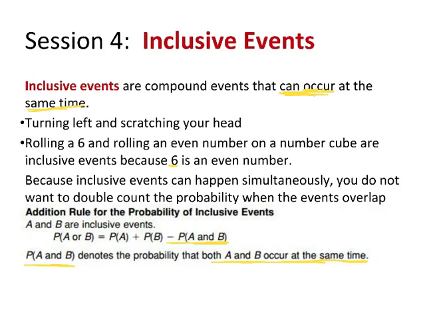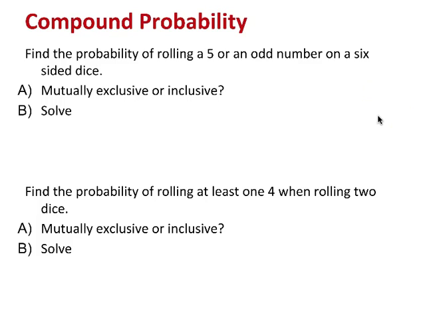We're going to first identify whether an event is mutually exclusive or inclusive, and then we are going to find the probabilities using the correct formula. So the first question says, find the probability of rolling a 5 or an odd number on a 6-sided die. Can these events occur at the same time? Can you roll a 5 and an odd number at the same time? You can, because 5 is an odd number. So since these can occur at the same time, this is an example of an inclusive event.